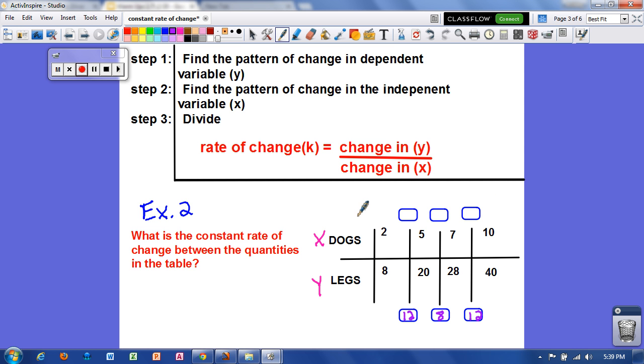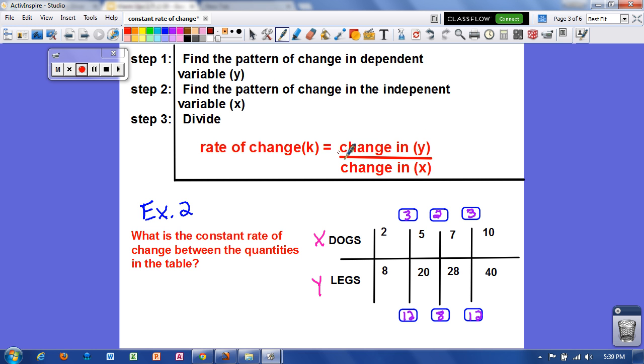So let's look at X. Let's find our change in X. When we go from 2 to 5, we're going up 3. 5 to 7, we're going up 2. And then 7 to 10, we are going up 3. So again, last problem we had changes in X that were all the same. These are different. So here's what you're going to do in a situation like that.